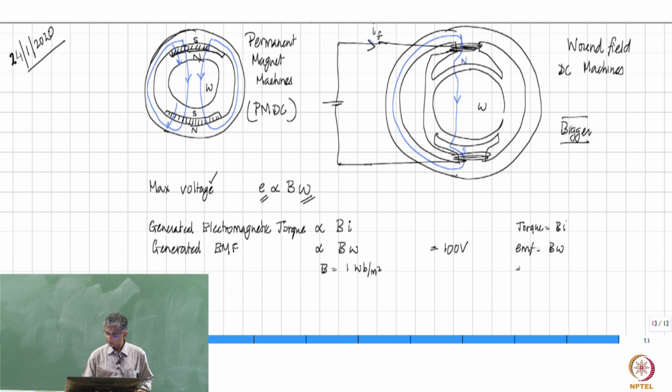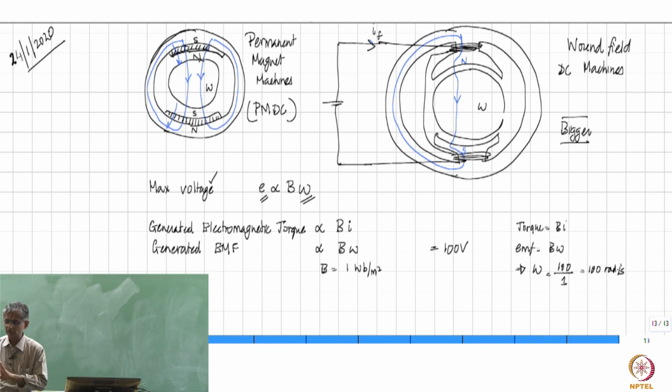Then this means that the maximum speed to which the machine can go is 100 divided by 1, which is 100 radian per second. That is the speed to which you can run the machine. At that speed, how many input amperes it will draw is a separate question, right? Let's not bother about that. You can go up to 100 radian per second.